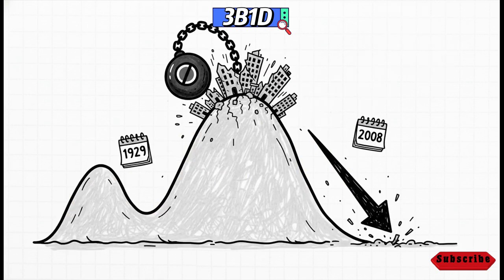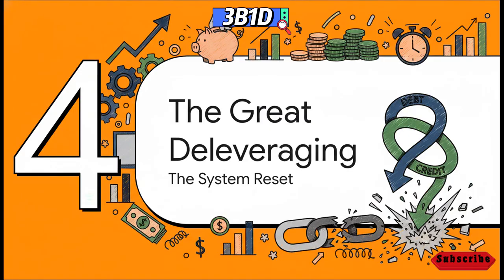But at the very peak of this huge wave, think 1929 or think 2008, the system just can't support the weight of all that debt anymore. The repayments become way bigger than what incomes can handle, and the whole thing violently reverses. This dramatic reversal triggers what is a painful but totally necessary system reset. It's called a deleveraging, and it's the moment the entire economic machine is forced to unwind all of its successes.